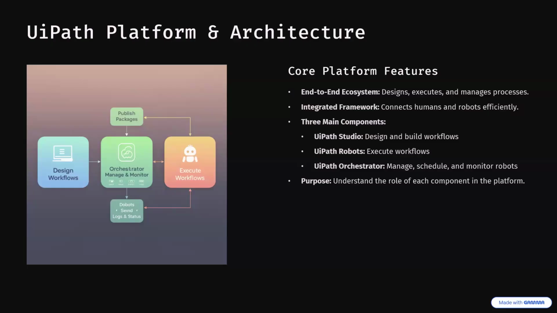and monitors everything. In this diagram, you can see how workflows move from Studio to Orchestrator, and then how robots pick up the package from Orchestrator and execute the task, and how logs and asset data flow back to Orchestrator. This structure ensures automation runs smoothly, securely, and at scale, like a coordinated pipeline. In the next slides, we'll explore each component to understand the specific role it plays in the platform.